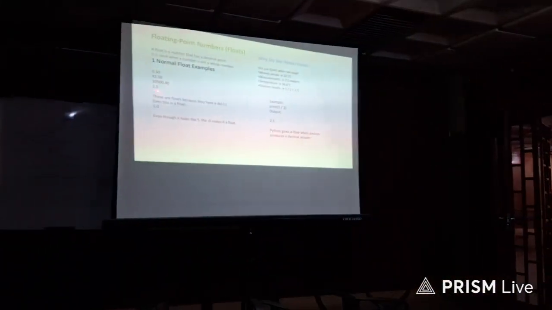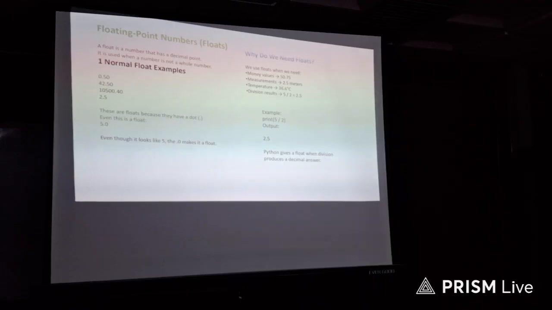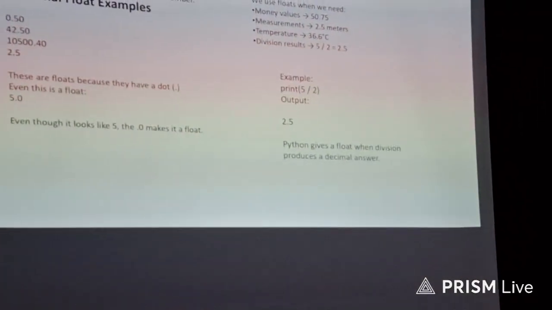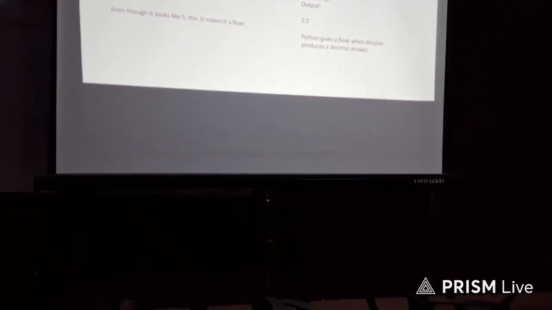Then floating point numbers. A float is a number that has a decimal point. It is used when a number is not a whole number. Now, you can see a normal float example. For example, 0.50 or 2.50, even 100,000 point something, then 2.5, all this. No matter how large the number is, as long as it has a decimal point, it is what? A float. Take note. These numbers are floats because they have a dot.